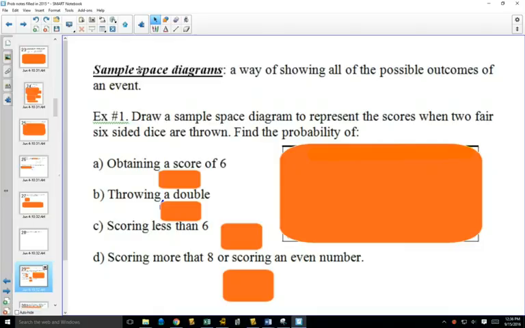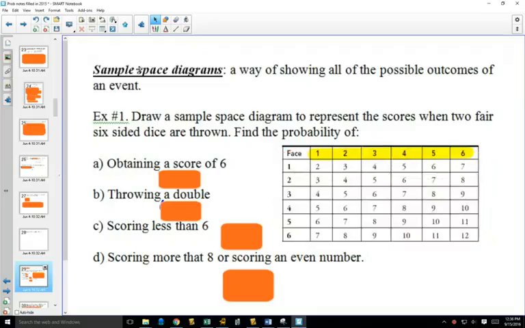So sample space diagrams, a way of just showing all the possible outcomes. We looked a little bit at this the other day. Two six-sided dice are thrown. You can get a big sample space like that. And often drawing out that big sample space helps us calculate a bunch of probabilities.